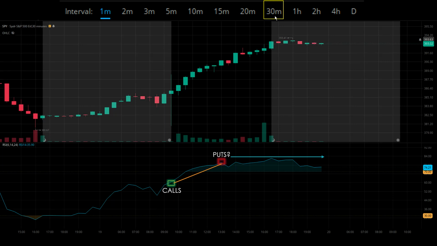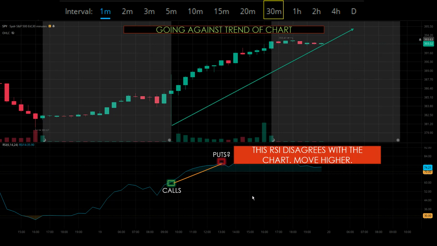But here, if we're looking at the 30 minute, we have one opportunity basically by looking at this chart. We bought calls in the morning. We had a good day. But then we get to the middle of the day, and all of a sudden, what happens? The chart disagrees with the RSI. So naturally, if you were just looking at the RSI here, you would obviously want to play puts probably the second that it crosses that overbought territory.